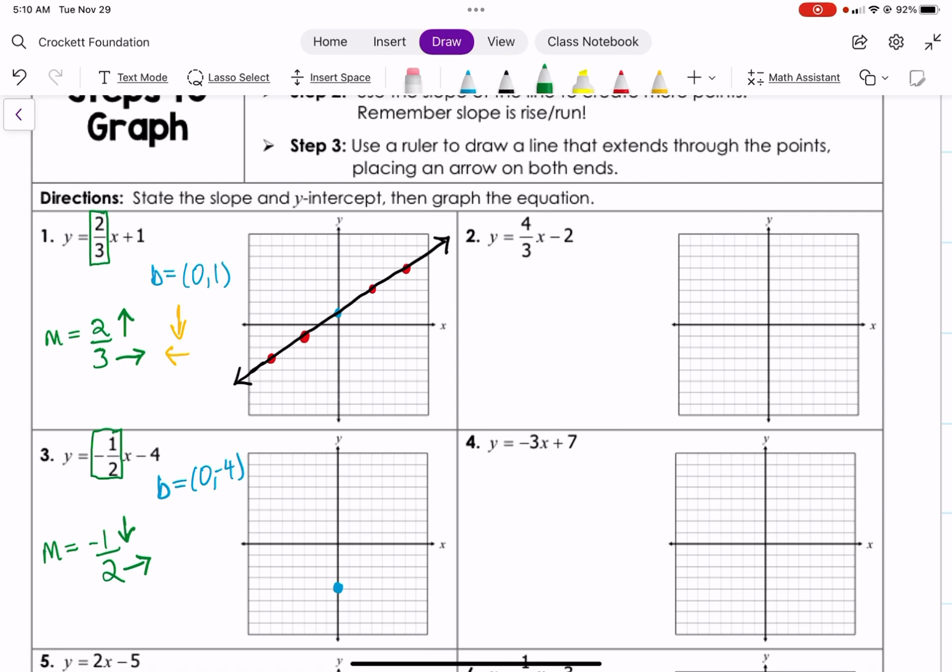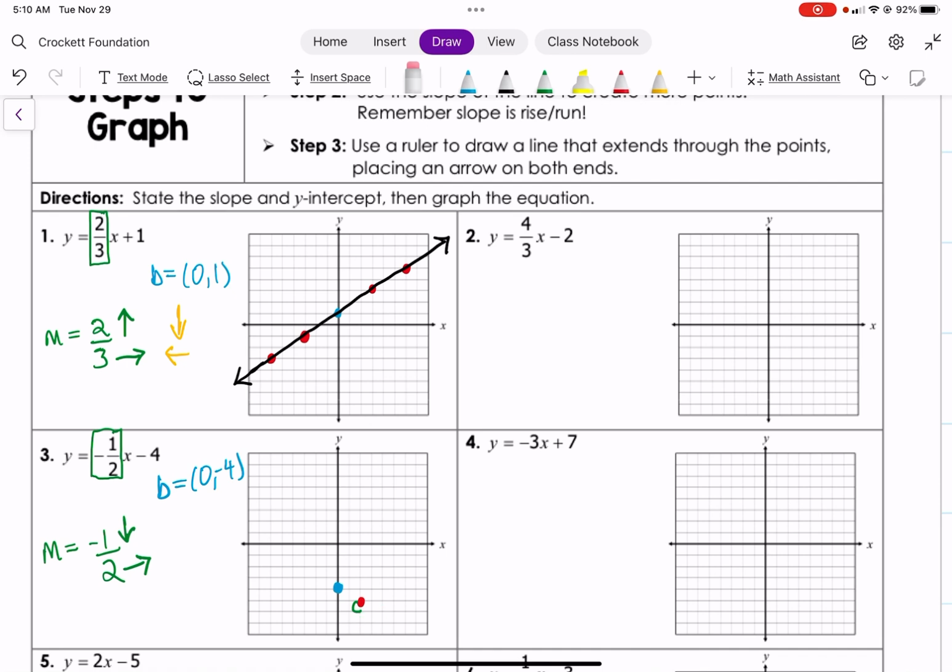Down 1, right 2. So that's what I'm going to do. Down 1, and then right 2. 1, 2. And now I'm going to put my new dot. I'm going to erase that. And now I'm going to do it again. Down 1, right 2. And then I put my new dot.